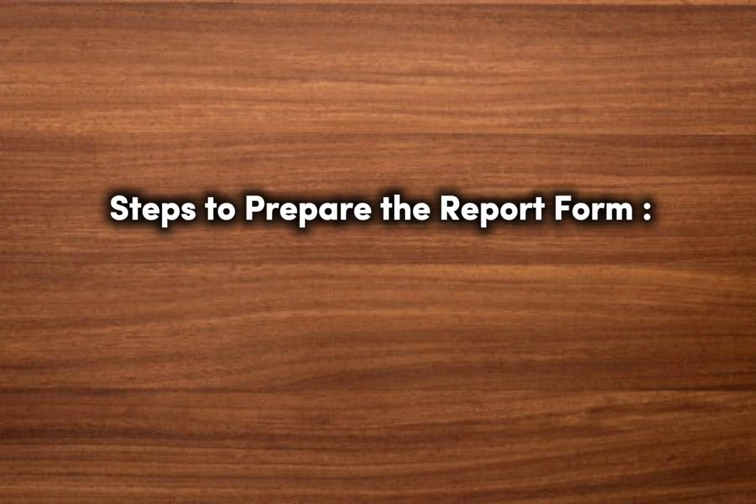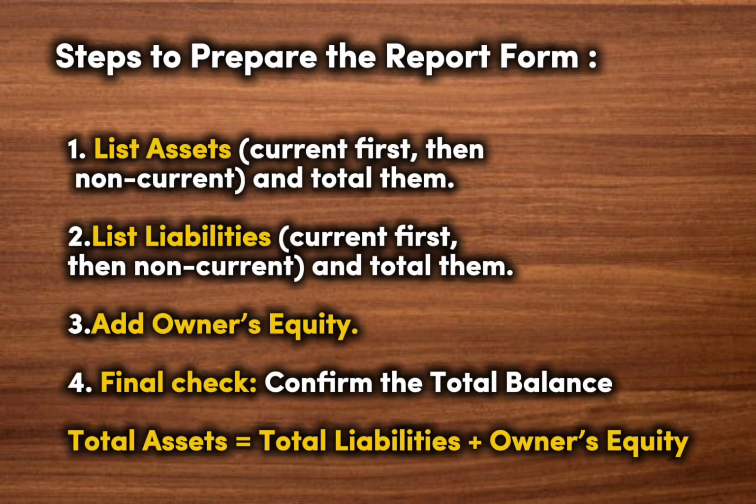Steps to prepare the report form. First, we have to list the assets. We have to classify first the current assets and then proceed to classify the non-current assets, and afterwards, we total them. Second, we have to list the liabilities. We also have to classify the current liabilities and then proceed to classify the non-current liabilities, and then we total them. Lastly, we have to add the owner's equity.